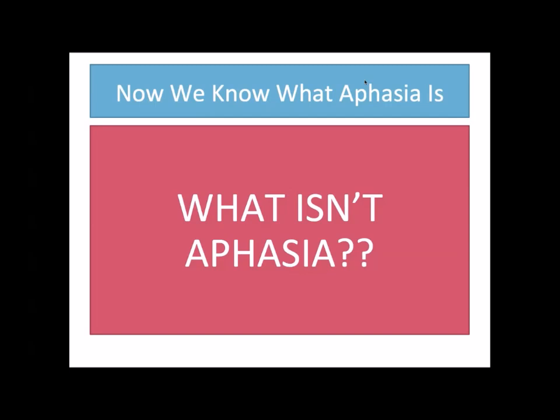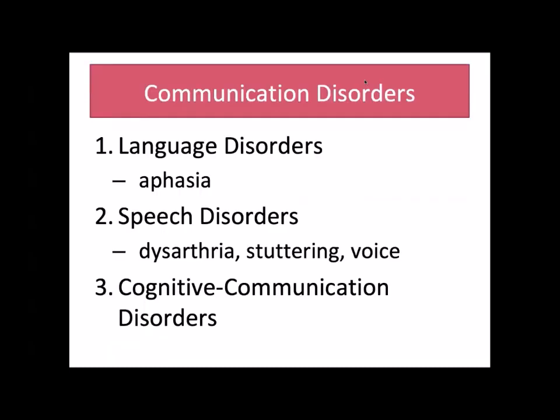So we now know what aphasia is. It's a communication disorder that impacts identity and relationships, and it's an acquired language disorder from a brain injury. So what isn't aphasia? Well, there are 3 types of communication disorders that we commonly see after stroke. Language disorders like aphasia, speech disorders, dysarthria, stuttering, or voice problems, and cognitive communication disorders.